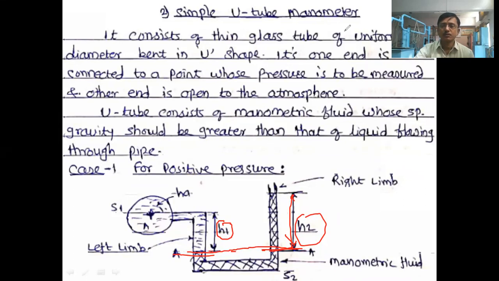So initially, before starting the pump, there was no water inside the pipe, and there is no pressure generated. At that time, the mercury level was somewhere here like this. In both limbs the mercury level would be the same, right?